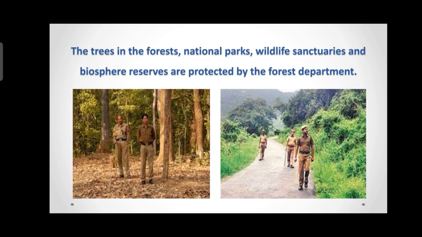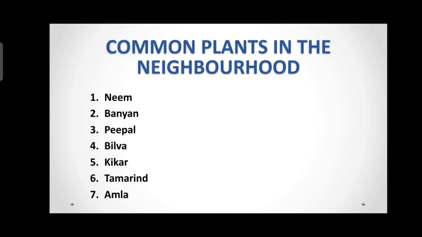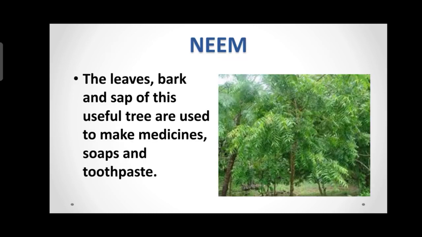Next term is biosphere reserve. Biosphere reserves are model areas developed as practical instances of how humans, wildlife, and nature can live together in complete harmony. Common plants in the neighborhood are neem, banyan, peepal, bilwa, kikar, tamarind, amla. Now we will discuss them one by one.